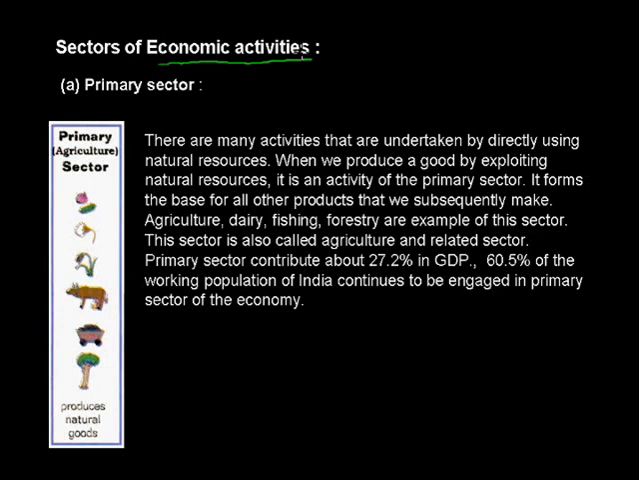mother. When our mother does all the works in the home, whether it is cooking, whether it is cleaning the home, whether it is cleaning the clothes, various other things, then these all things are termed as non-economic activities. Because we don't pay to her for these type of activities, it only provides her the satisfaction.